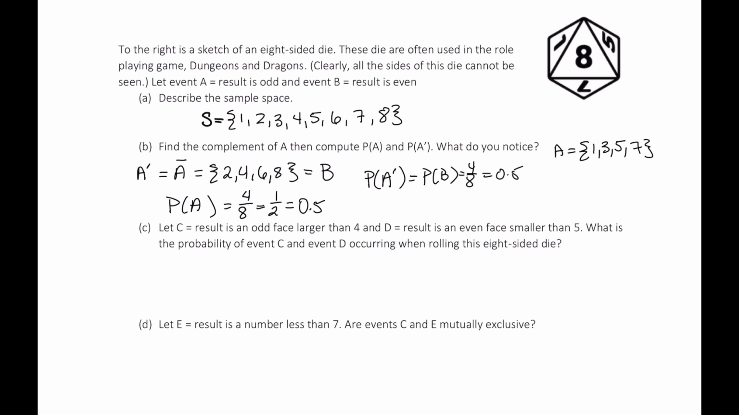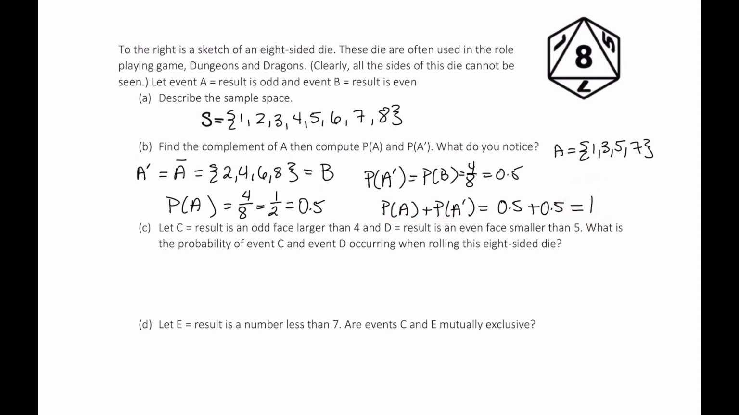One interesting thing to make note of here is that if I add the probability of this event A and the probability of its complement, I get 1. That is, the probability of A plus the probability of A complement equals 0.5 plus 0.5 equals 1. And that's always the case for an event. Its probability added with the probability of its complement will equal 1.